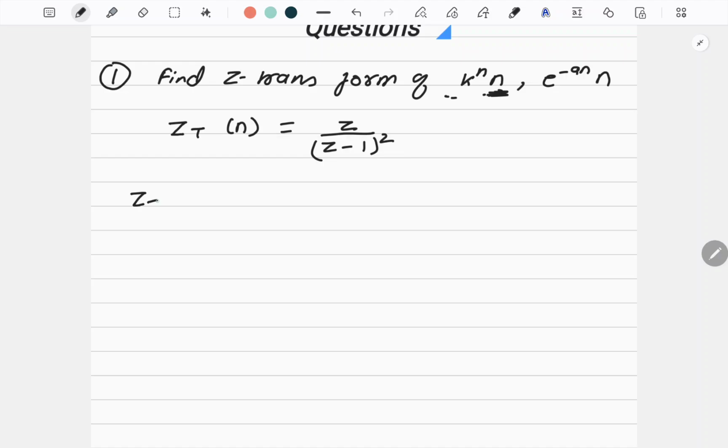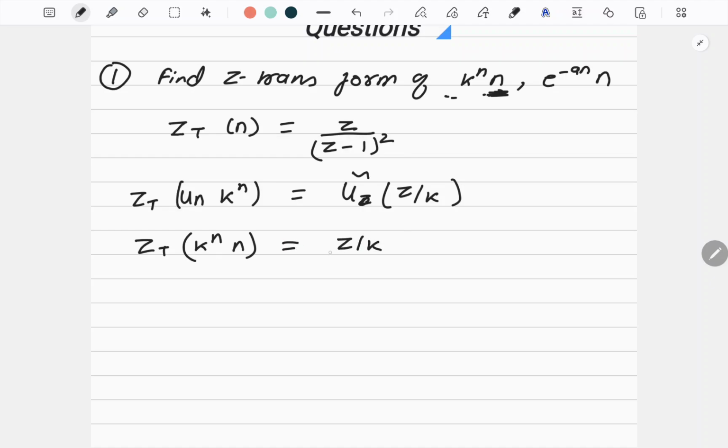So, we know that the damping rule says that when a function u(n) is multiplied by k to the power n, then the answer is the Z transform of u(n), but in place of Z, you have to write Z by k. Correct. So, the Z transform of k to the power n times n is equal to (Z by k) upon (Z by k minus 1) whole square. I know the answer is Z upon (Z minus 1) whole square.